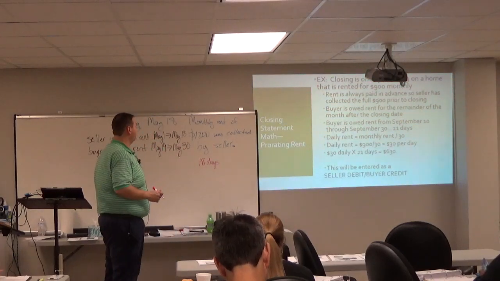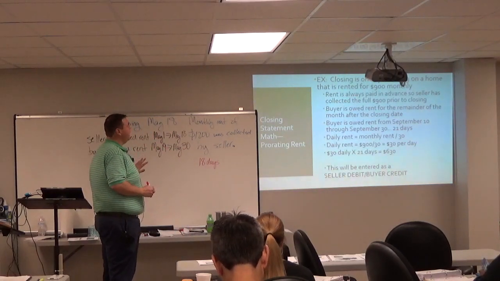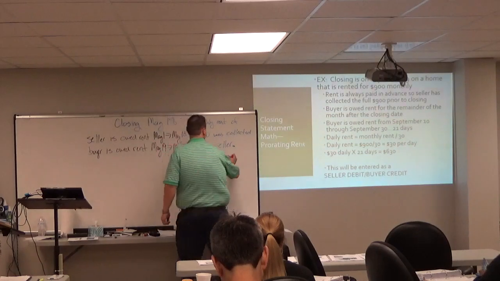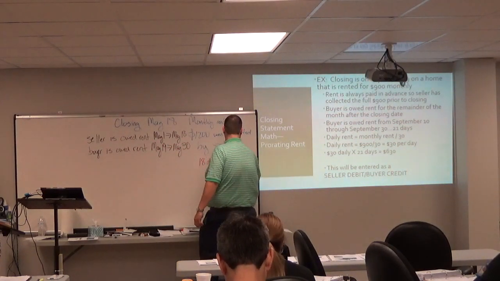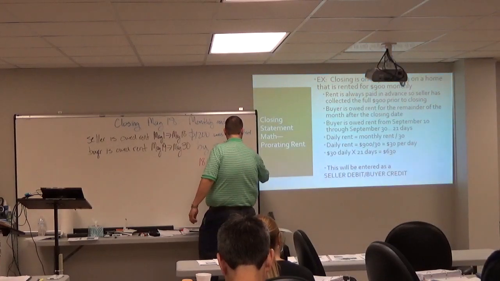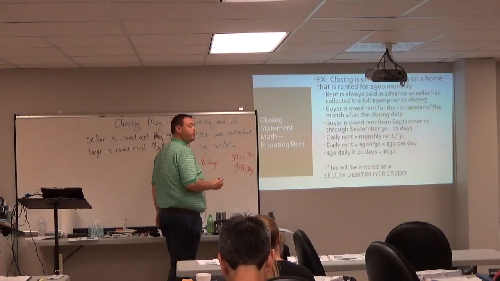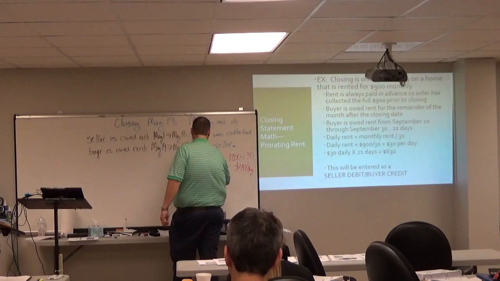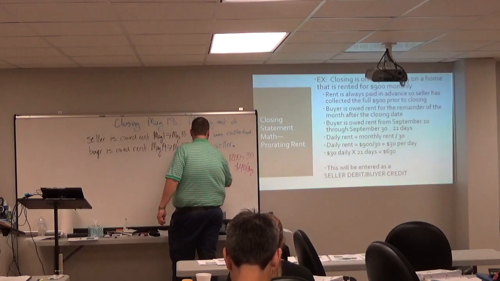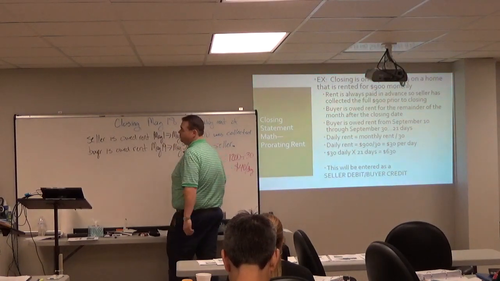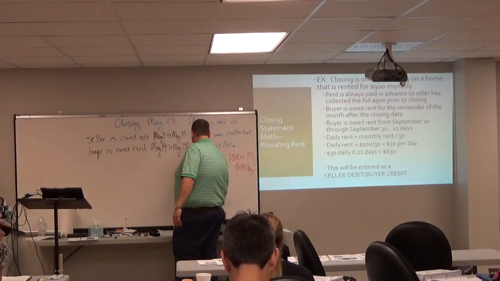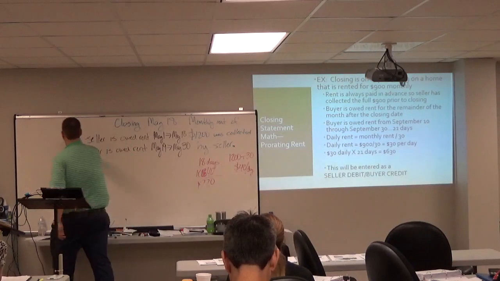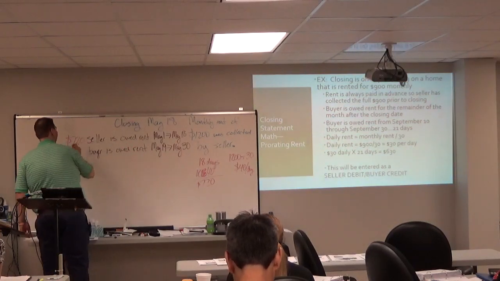Okay? So we got 18 days. What'd you come up with for a daily rate? 1,200 divided by 30 days. What'd you come up with? $40. $40 per day. Does everybody agree with that number? Times 18 days. Times $40 a day. How much money is that? $720. And that's whose number? The seller. So we're going to write that up here with the seller, 720.